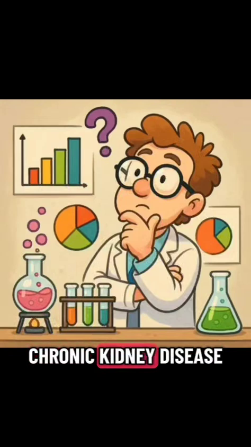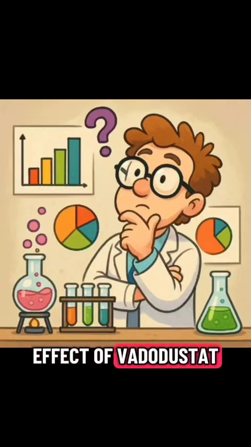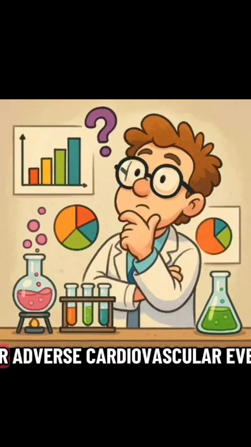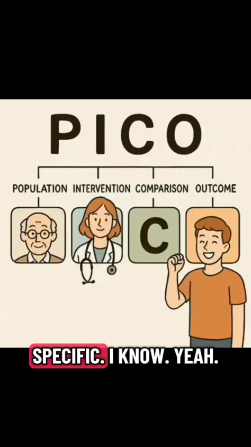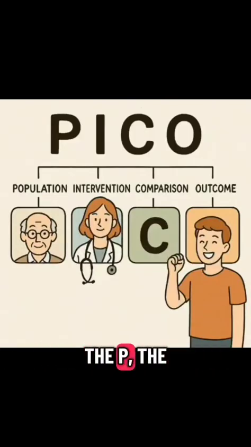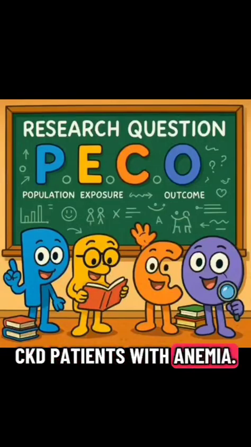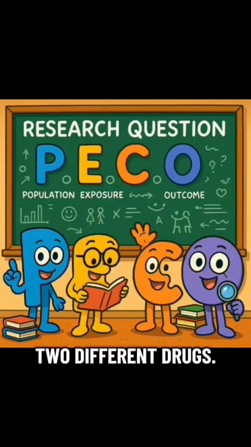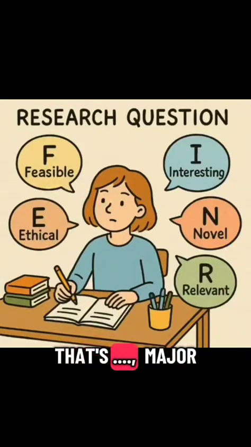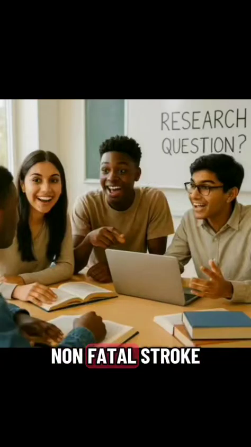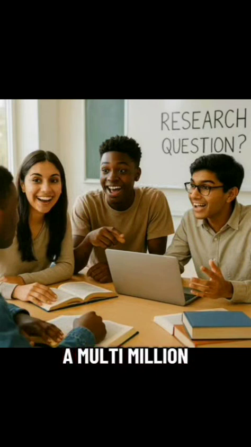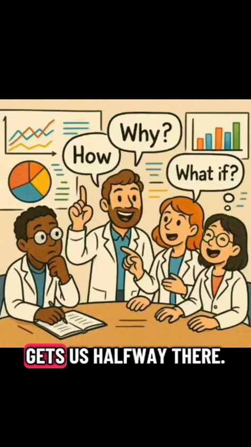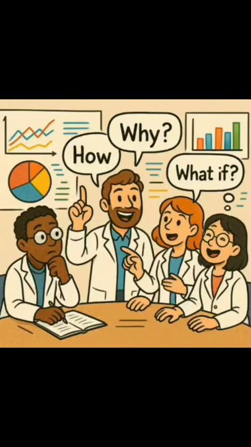That makes perfect sense. Okay, let's make this real. The source material had a great clinical trial example. Yes, it did. The question was, in patients with non-dialysis dependent chronic kidney disease and anemia, what is the effect of vadadustat versus darbepoetin alpha on major adverse cardiovascular events? It sounds super specific, I know. But look how perfectly it maps. The P, the population, is those CKD patients with anemia. Okay, got it. The intervention is vadadustat, and the comparison is darbepoetin alpha. Two different drugs. And the outcome? That's MACE, major adverse cardiovascular events. And they even define that precisely: mortality, non-fatal stroke, or non-fatal heart attack. You can't start a multi-million-dollar study without that level of precision.